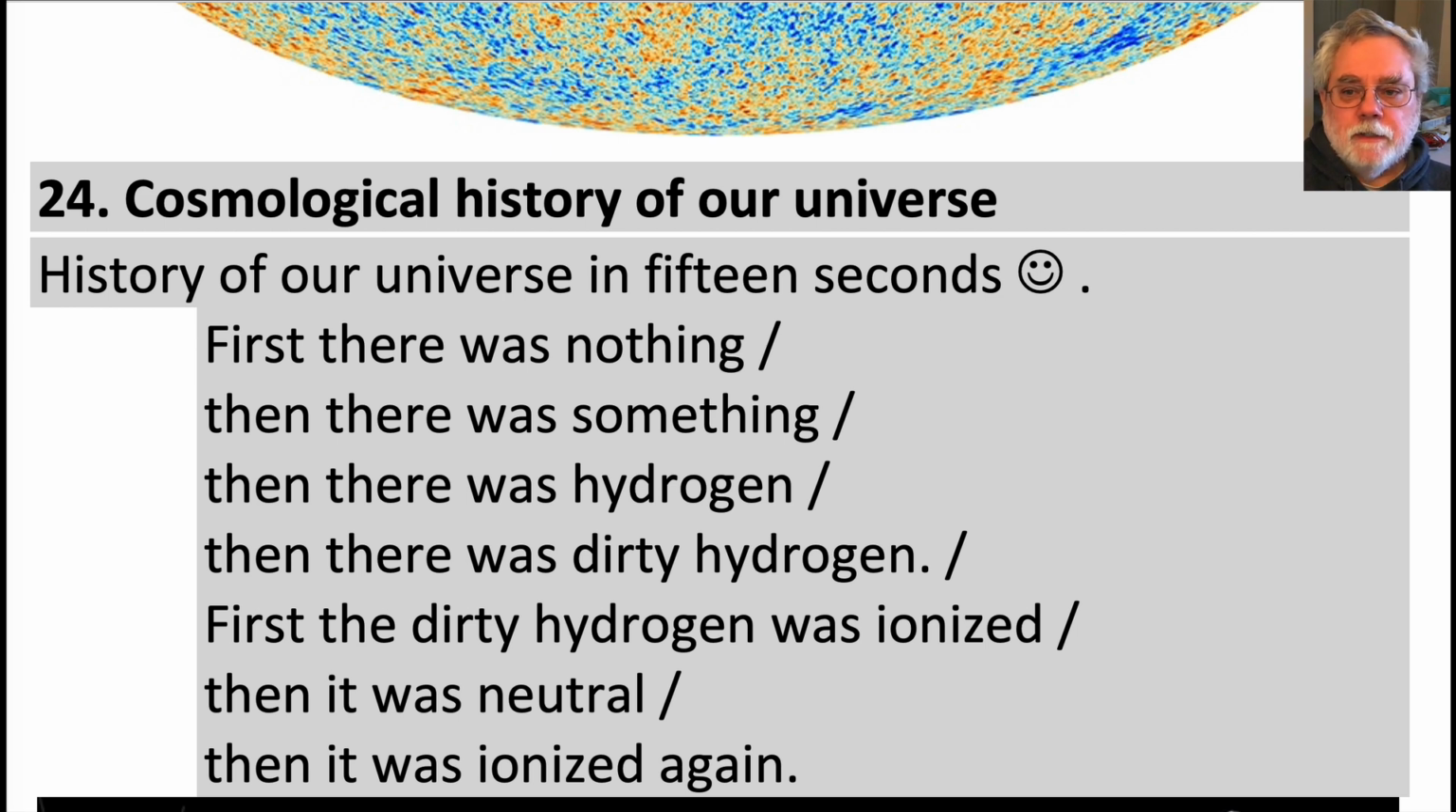History of our universe in 15 seconds. First there was nothing, then there was something, then there was hydrogen, then there was dirty hydrogen. First the dirty hydrogen was ionized, then it was neutral, then it was ionized again.